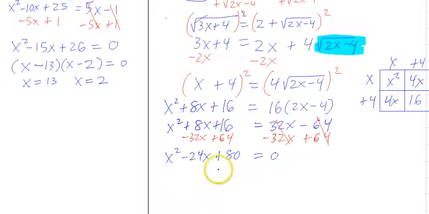And then we'll factor it. So 80 would be 8 and 10. That gives us 18, 20, and 4. So x minus 20, x minus 4. So that gives us x equals 20, and x equals 4. And we're still not done. We still have to check them.